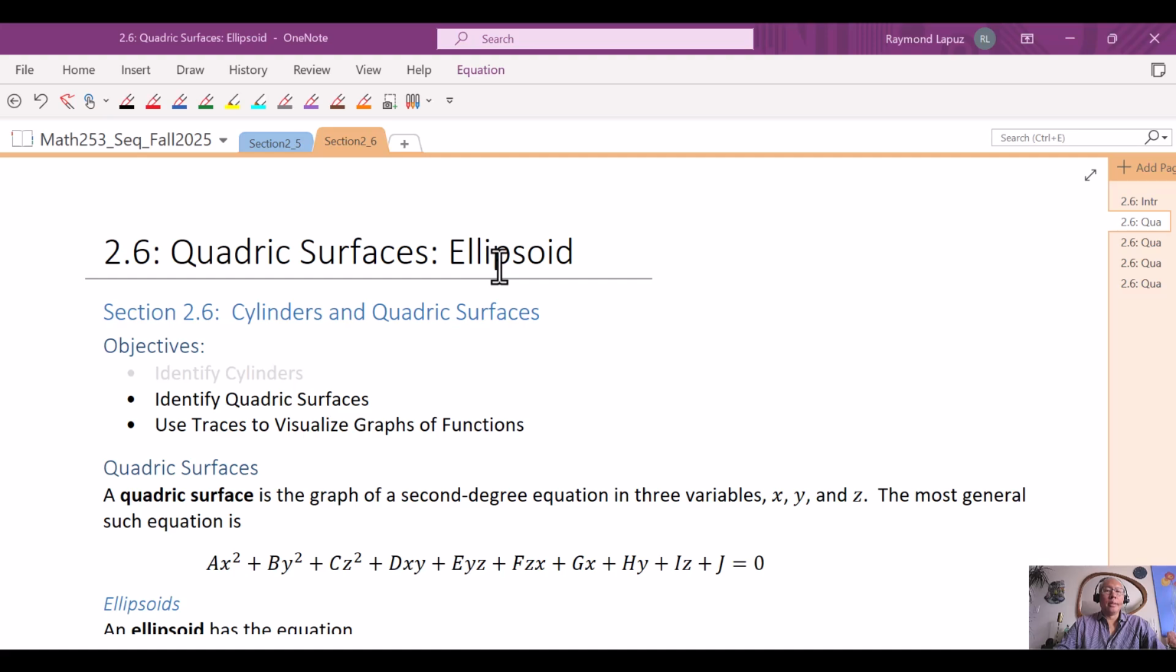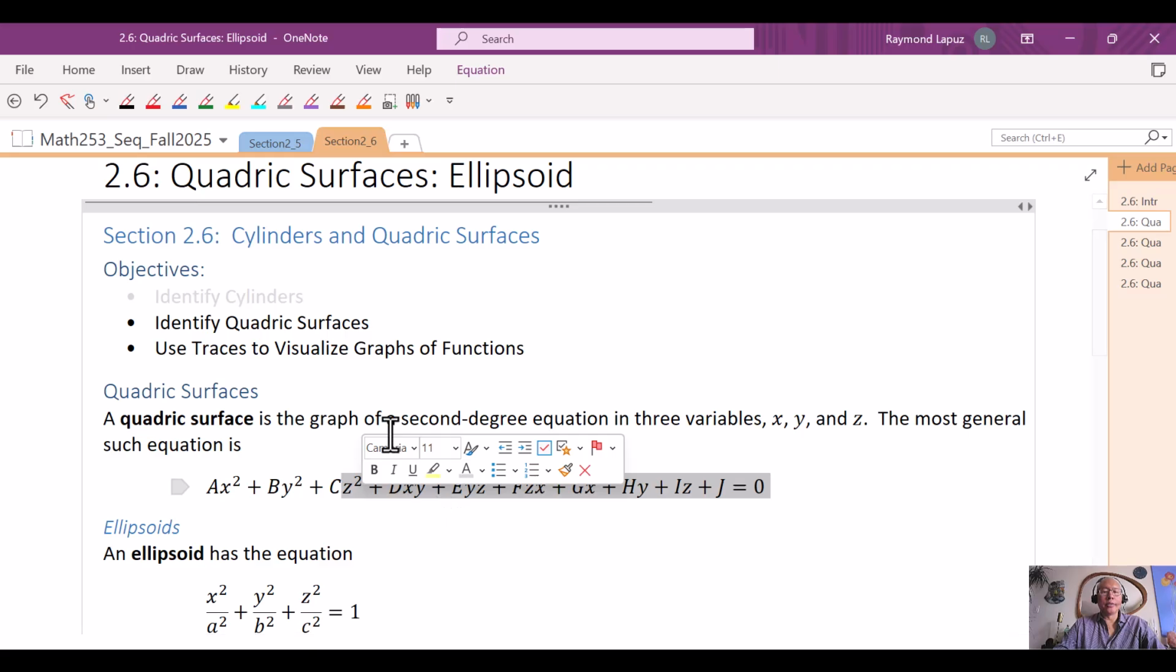Our ellipsoid is essentially like a three-dimensional version of our ellipse. Well, let's backtrack. Let's take a look at quadric surfaces in general. So a quadric surface is going to be a graph of a second-degree function in three variables. So we're talking about our 3D space with x, y, and z.